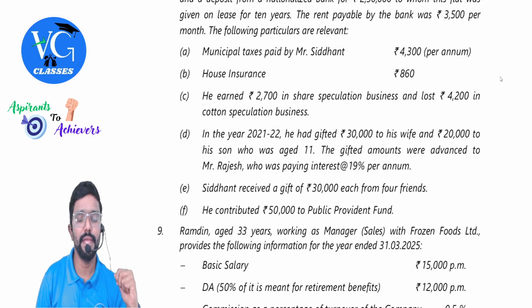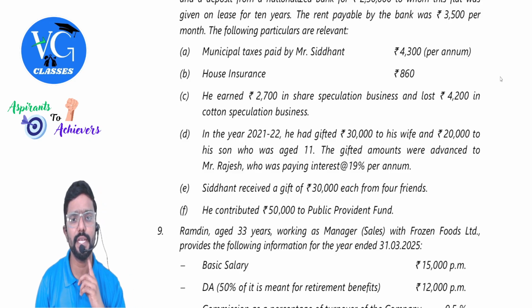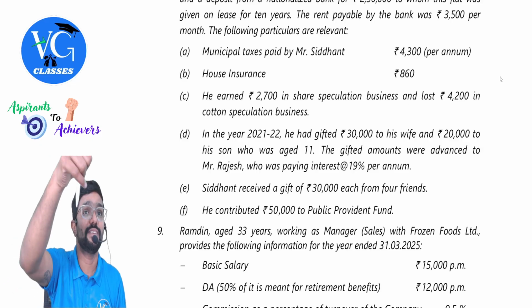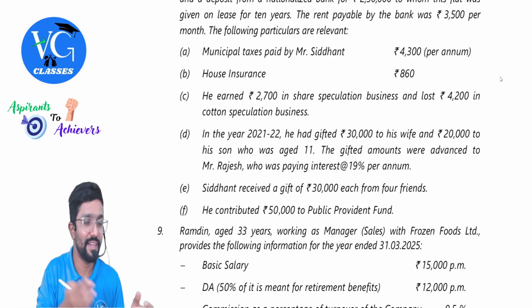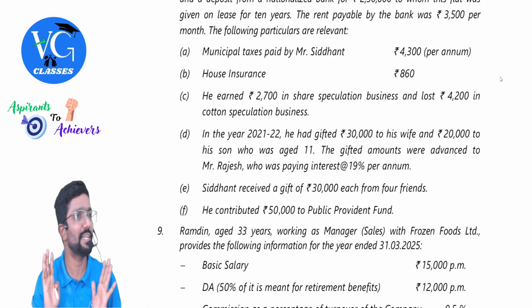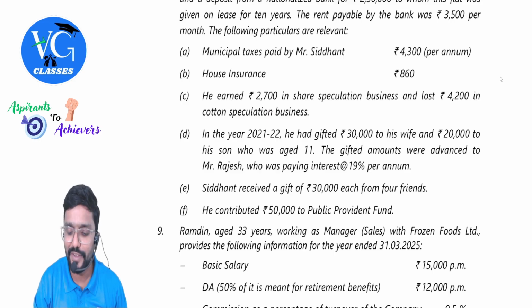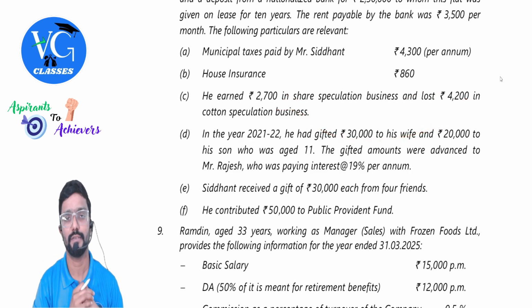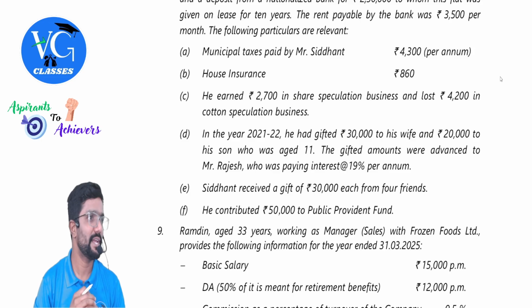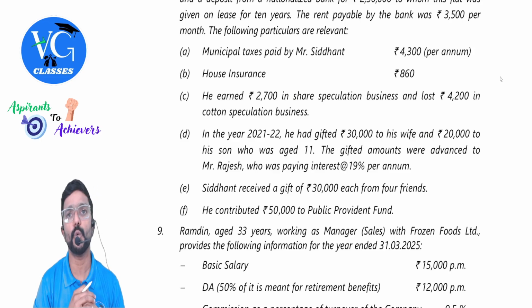Yes. He earned 2,700 in share speculation business. Speculation. And lost 4,200 in cotton speculation business. I told na. Ashit, you asked. Okay, sir, how do you know that loss only more? Okay, gain in 1 day, loss in 4 days. It will be the story like that in case of speculation. Okay. So there is a gain of 2,700, loss of 4,200. Sir, can we adjust this against this? Yes. Remaining carry forward. Can we adjust it against any other income? No, not possible.